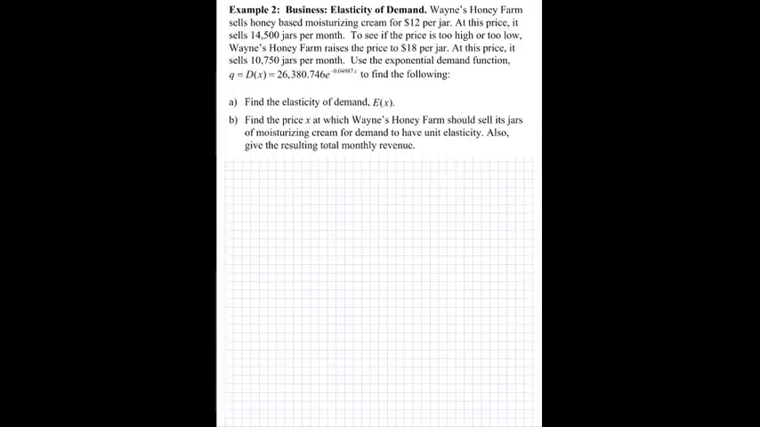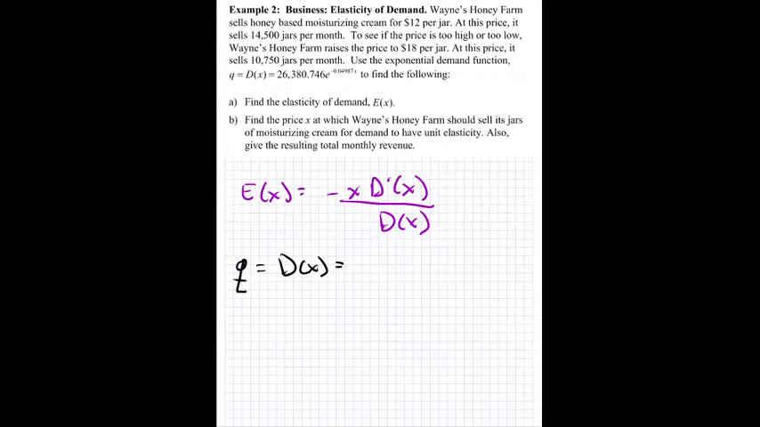Okay. So first we're asked to find the elasticity of demand. So I think earlier again, we said the elasticity of demand is going to be negative x times d prime of x over d of x, right? So in this case, our d of x, our demand function, so our q, it looks like it's 26,380.746 e to the negative 0.04987x. Ugh. Totally ran out of space. I'm going to go with it for now.